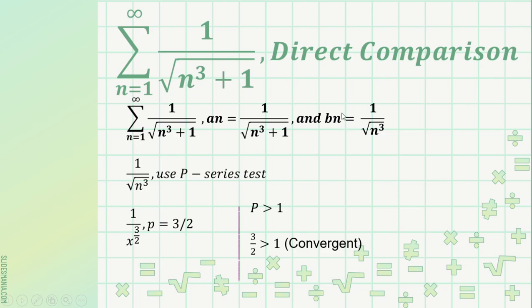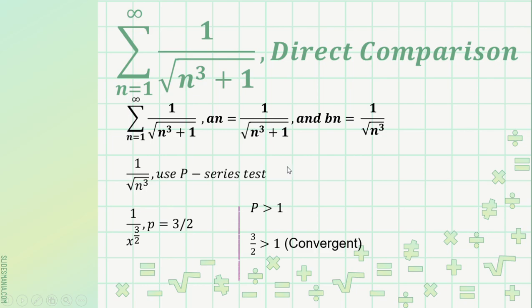In this case, we can use the bn and the p-series test. We change the root form first. The root form, we can change it to x to the power of 3 over 2, and then we get that p is 3 over 2.